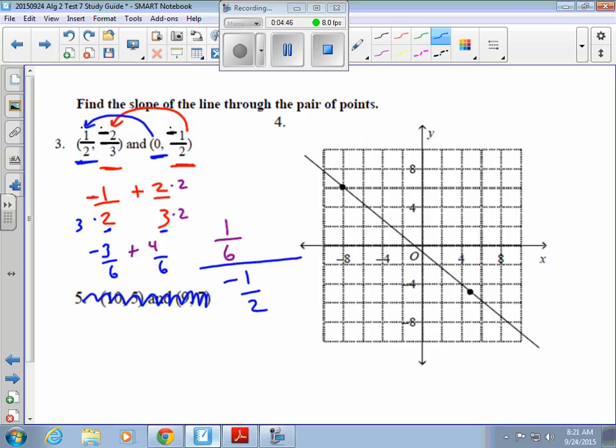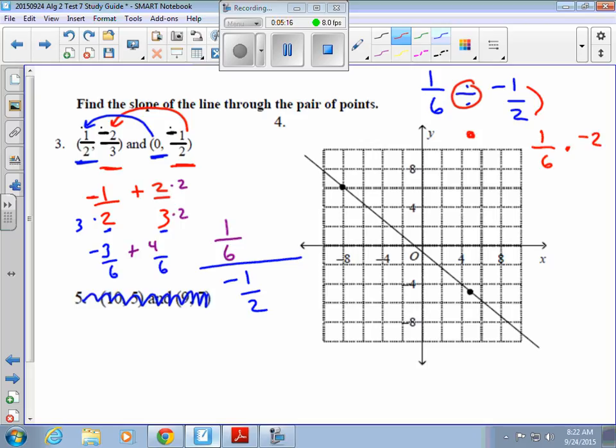So now look at the form that it's in right here. 1 over 6 divided by negative 1 over 2. Remember, dividing fractions is the same thing as multiplying by the reciprocal. So change this to multiplication and flip this, or use the reciprocal. 1 over 6 times negative 2 over 1, or simply negative 2.